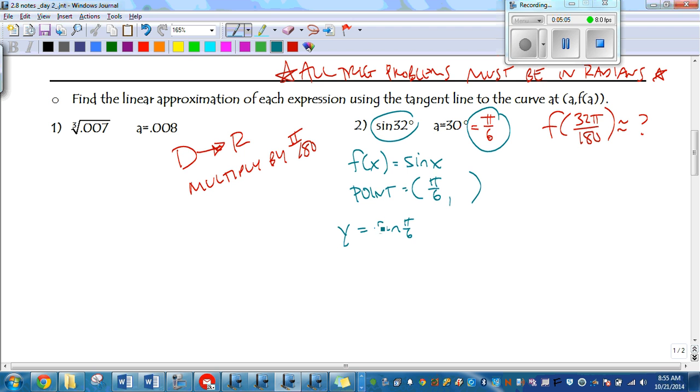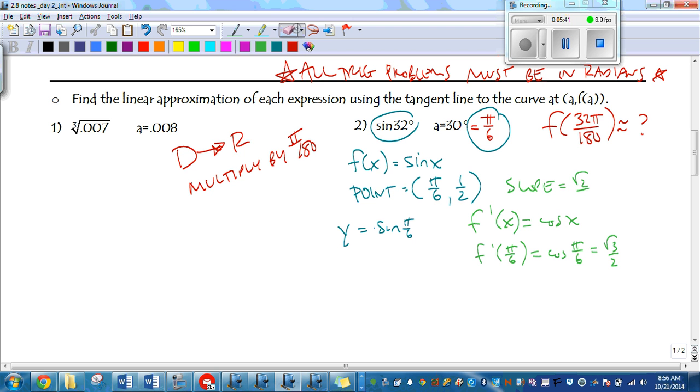So what's sine of pi over 6? 1/2. Alright, so we have our point. Then we want to find our slope. Well, for the slope, we need to figure out the derivative of our function. So derivative of sine is cosine. So we want to find the derivative when x is pi over 6. So what's the cosine of pi over 6? Root 3 over 2. We need to know our unit circle stuff here. Right, so square root of 3 over 2 for our slope.